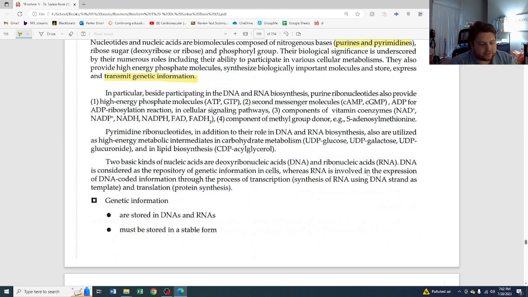NADPH, thinking more like the PPP, and through that whole process, the FAD and FADH2, again back to thinking in the Krebs cycle, as well as in some of the other shuttles.